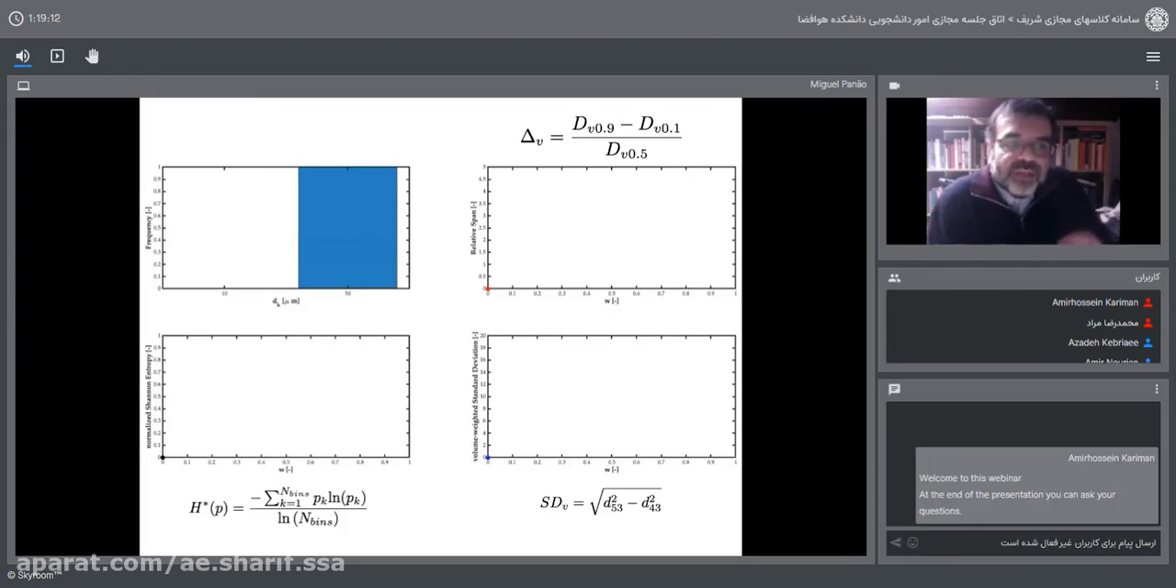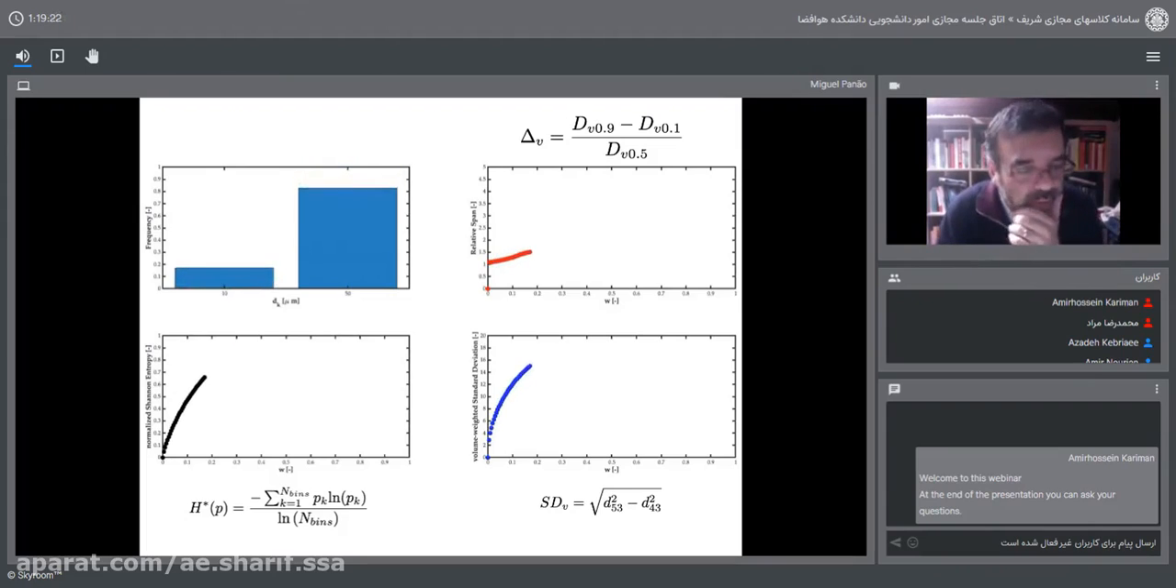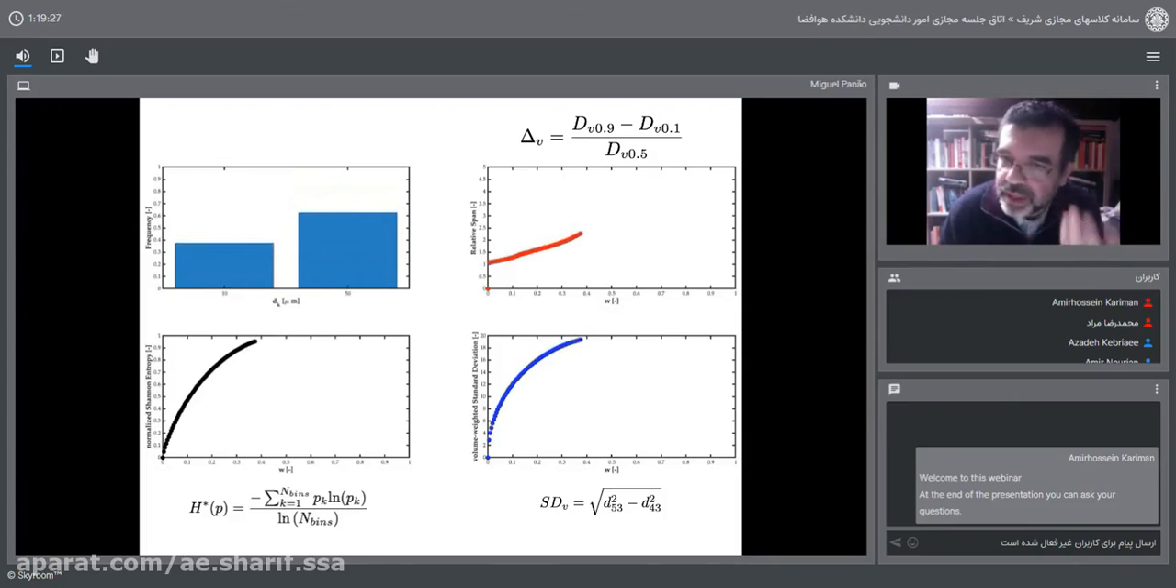Now let's add droplets of 10 microns until you have a situation where you have all droplets of 10 microns. What will happen? I look at one parameter, normalized Shannon entropy. I look at the volume-weighted standard deviation, and they have the same behavior. I look at the relative span. Well, it increases, but the behavior is a little bit strange, right?